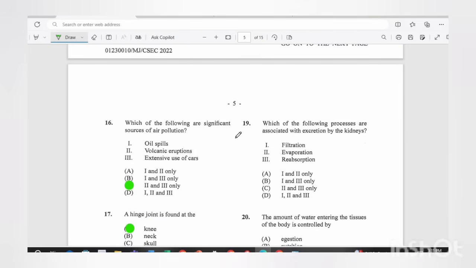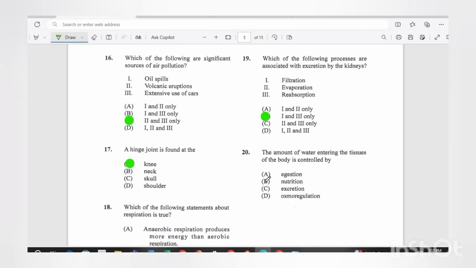Question 19. Which of the following processes are associated with excretion by the kidneys? Is it filtration, evaporation, reabsorption? If you answered filtration and reabsorption, you are correct. The answer is B. Question 20. The amount of water entering the tissues of the body is controlled by A, egestion, B, nutrition, C, excretion, or D, osmoregulation. The answer there is D, osmoregulation.